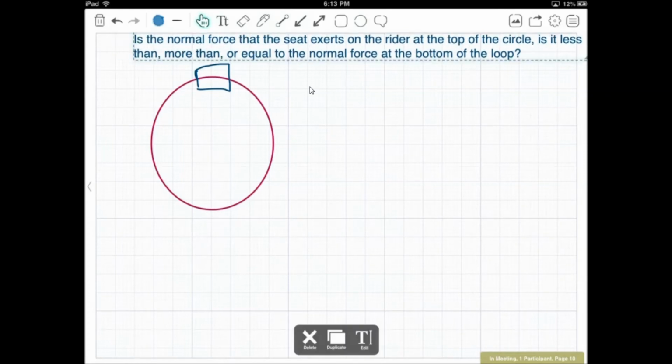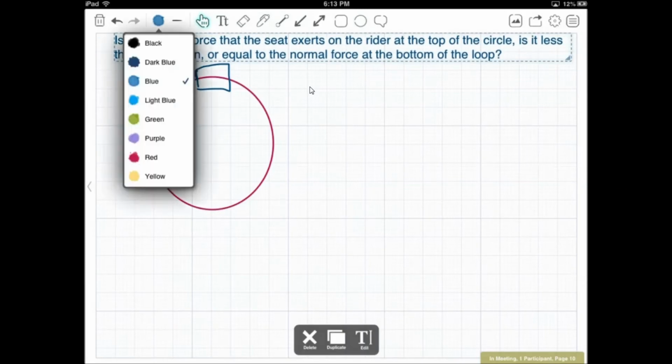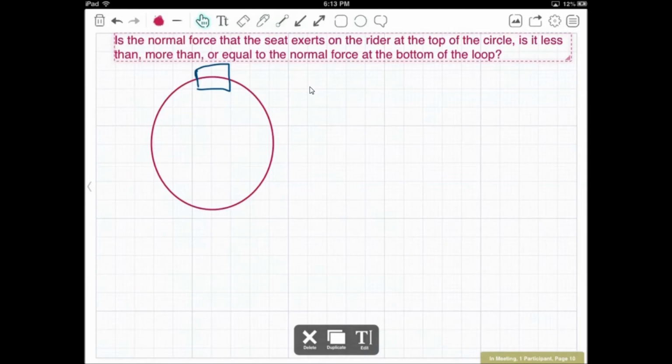So here what we're really going to look at are two free body diagrams, one for the roller coaster cart at the top of the loop, and then one for the roller coaster cart at the bottom of the loop.